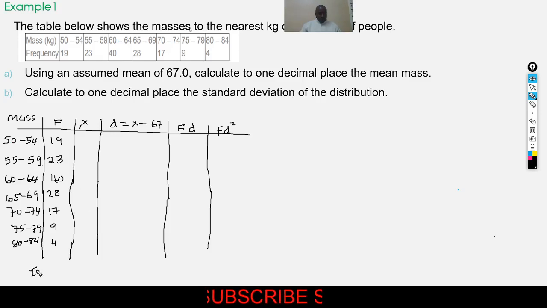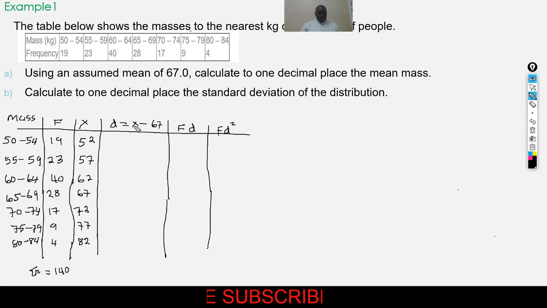You can find the sum of frequency. You add all of them, it gives you 140. Now x is 54 plus 50 divided by 2, which gives you 52. Next, 59 plus 55 divided by 2 gives you 57. Next, 60 plus 64 divided by 2 gives you 62. Then the midpoints become 67, 72, 77, and 82.